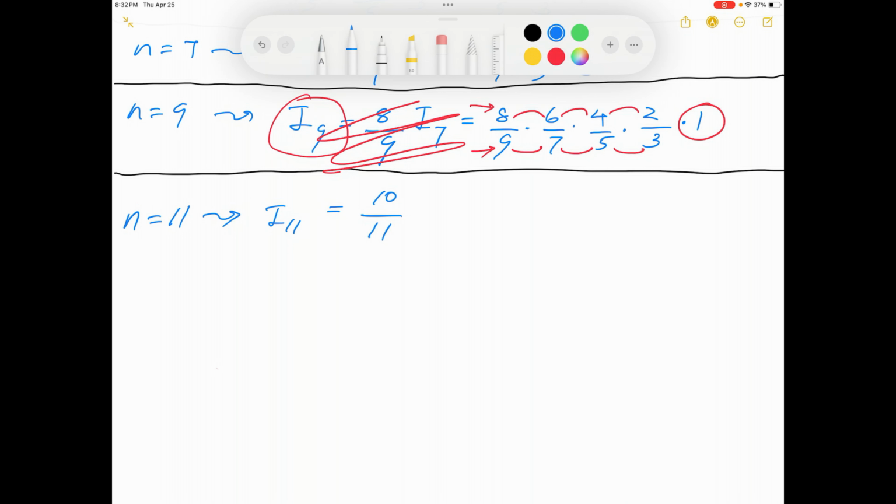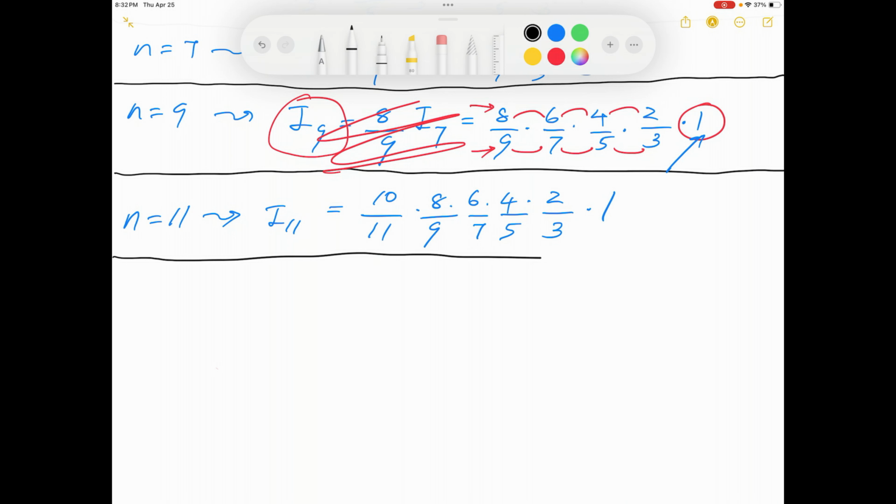Now I have to keep subtracting 2 from each of the numerator term and also the denominator term. 10 minus 2 will be 8, 8 minus 2 will be 6, 6 minus 2 will be 4, 4 minus 2 will be 2. And in the denominator I will have 11 minus 2 equals 9, 9 minus 2 equals 7, 7 minus 2 equals 5, 5 minus 2 equals 3. The last term right here is equal to 1.